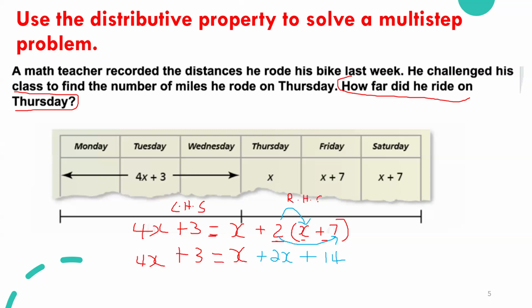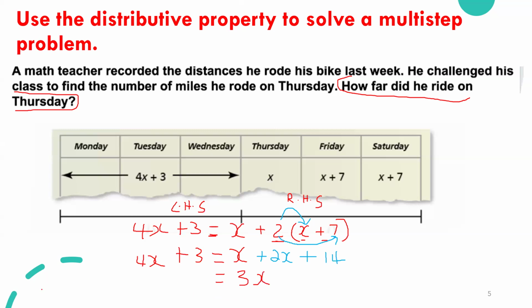All right, so now we have this. We did our distributive property. Now, if you look on the right-hand side, we have what we call like terms. So in order to simplify the equation, in order to solve it, we need to reduce the number of terms that we have to one variable term, all right? So we need to combine those two like terms that we have on the right-hand side. So to combine them, we are going to add. The reason we add is because we have an addition sign between the two terms there. So we have positive x plus 2x is equal to 3x.